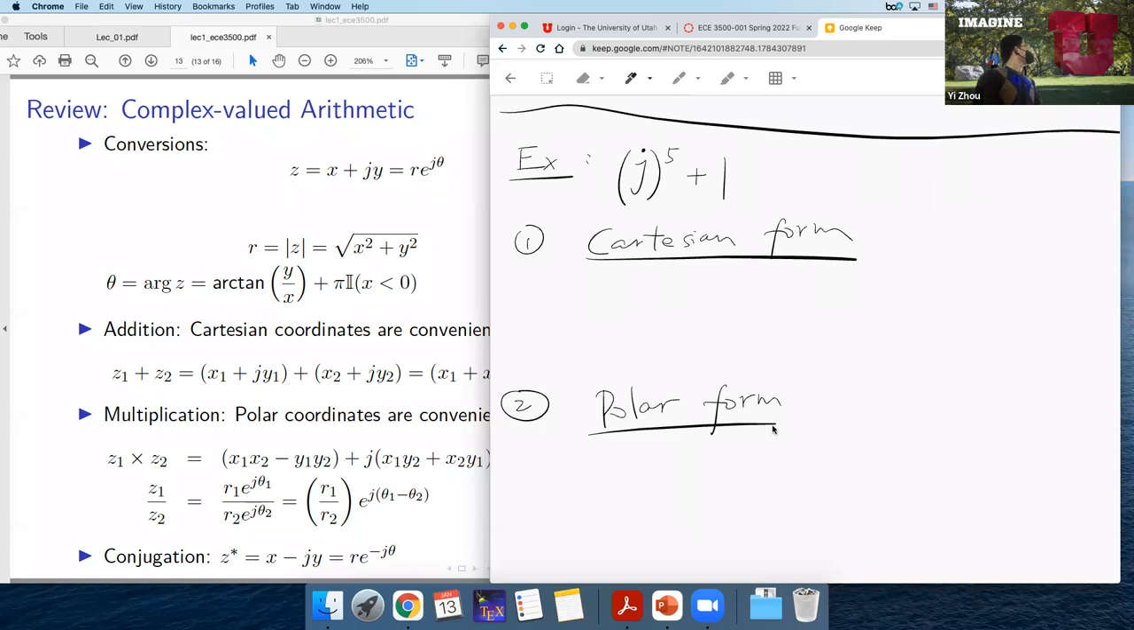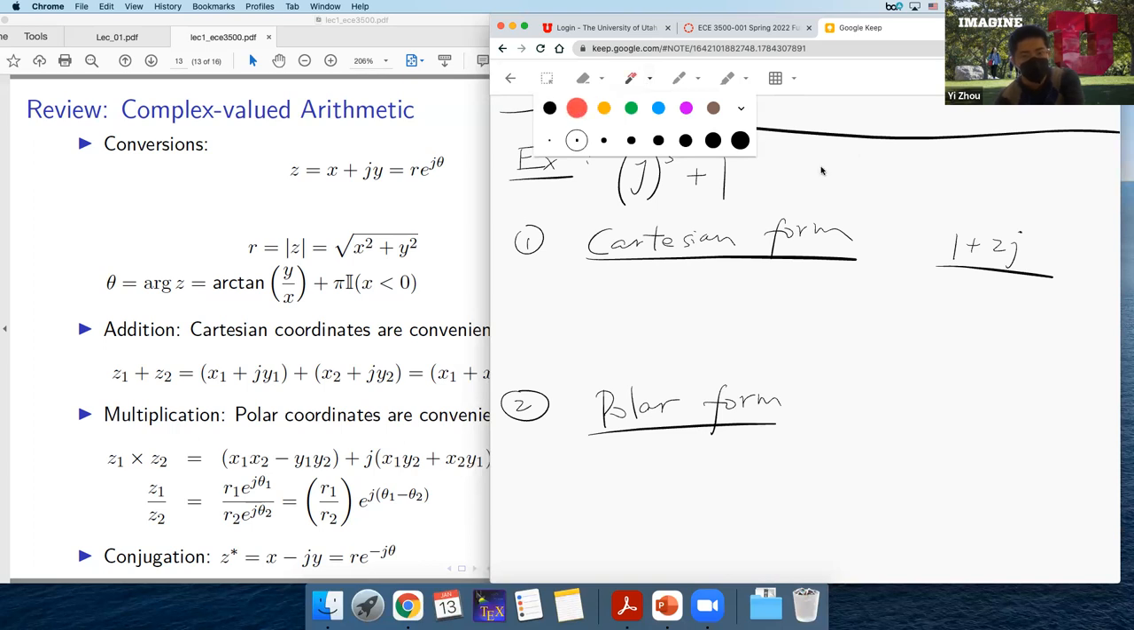So anyone get the answer for the Cartesian form? Yeah, is it 1 plus 2j, right? 2 times j. Okay, so how did you get this answer? So how did you calculate this j to the power of 5?